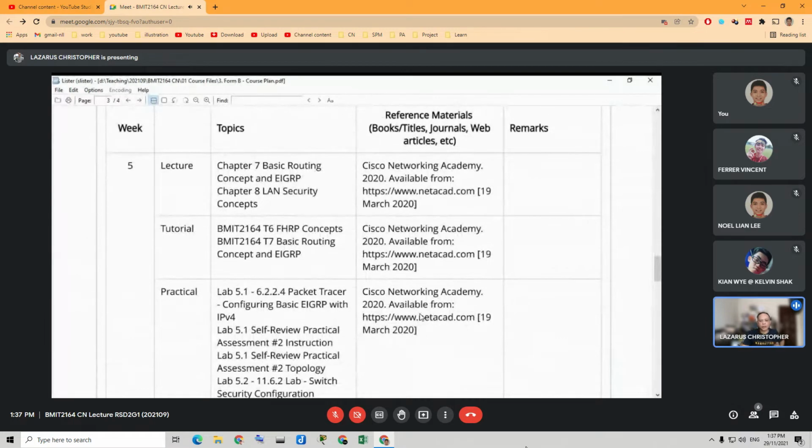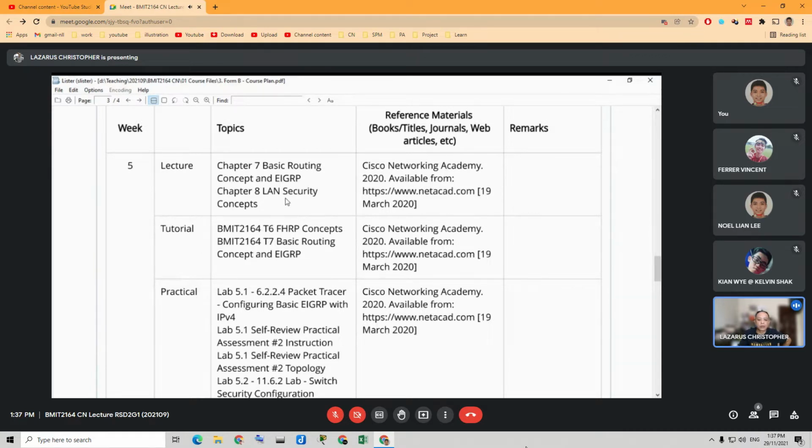Okay, so this is week 5. As you can see, there are 2 chapters we can cover. So today we're going to cover chapter 7, basic routing concepts and EIGRP, right? Okay, so this is quite a big chapter, but most of it is about the routers, yeah.